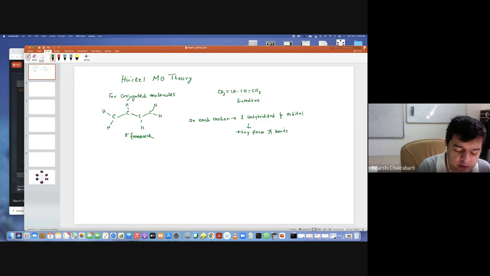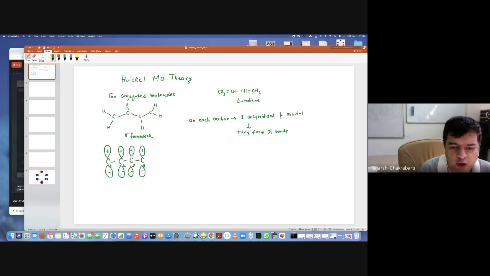And now we want to have a theory for these pi bonds, these pi molecular orbitals. Okay. So let us start like this. I have 4 carbon atoms. So for the time being, we'll consider only the pi bonds. So let us number them as C1, C2, C3, C4. And on each carbon, you have one p orbital. Sorry for the bad drawing. But this is how it is.